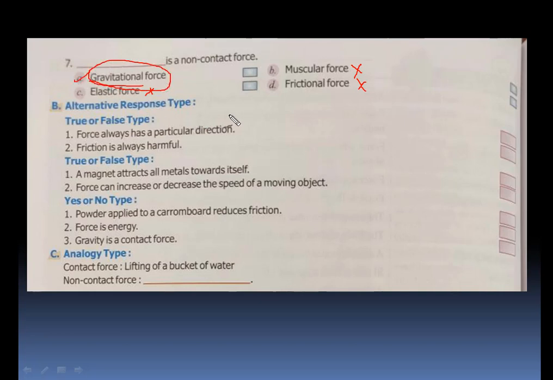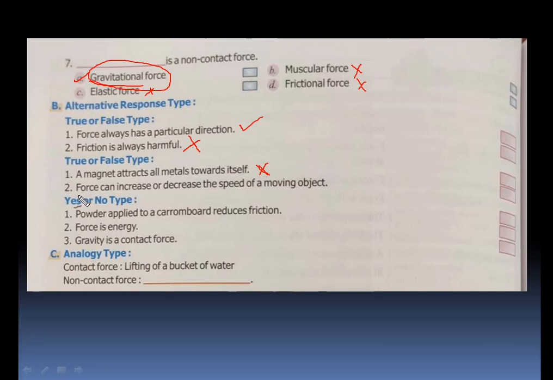Now B. True or false? Force always has a particular direction. Yes, this is true. Friction is always harmful. No, sometimes it may be harmful, sometimes it is harmless. A magnet attracts all metals towards itself. No, it does not attract all metals. Some metals are attracted by a magnet, for example iron. You cannot attract wood, and gold is not attracted by a magnet.